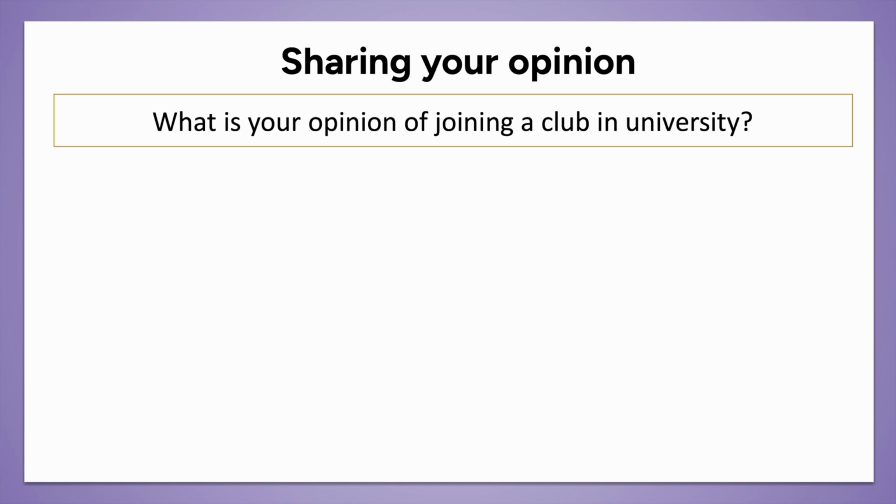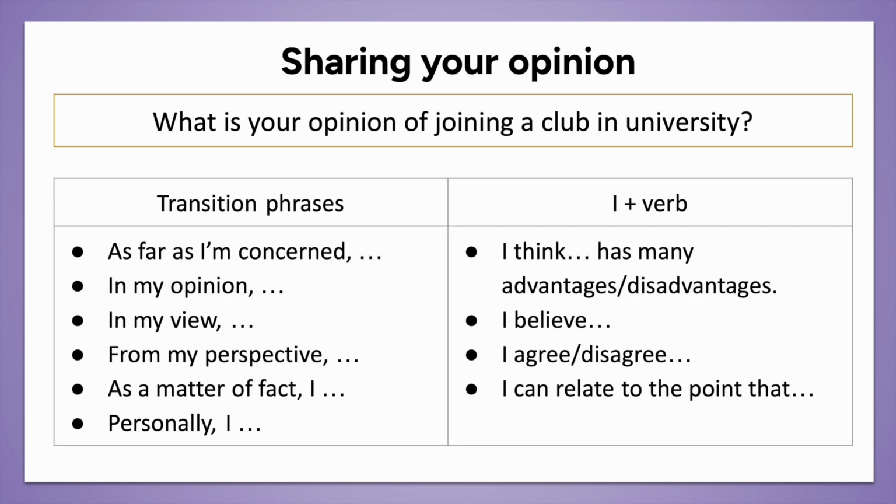Another question that you might find is about sharing your opinion. For example, what is your opinion of joining a club in university? When you're answering this kind of question, there are 2 ways you could start your sentence. You could first start with a transition phrase, such as "Far as I'm concerned, joining a club in university is a good idea." Or you could use I plus a verb sentence, such as, "I think joining a club has many advantages." One way is not better than the other. Try to use both forms of sentences in your response.